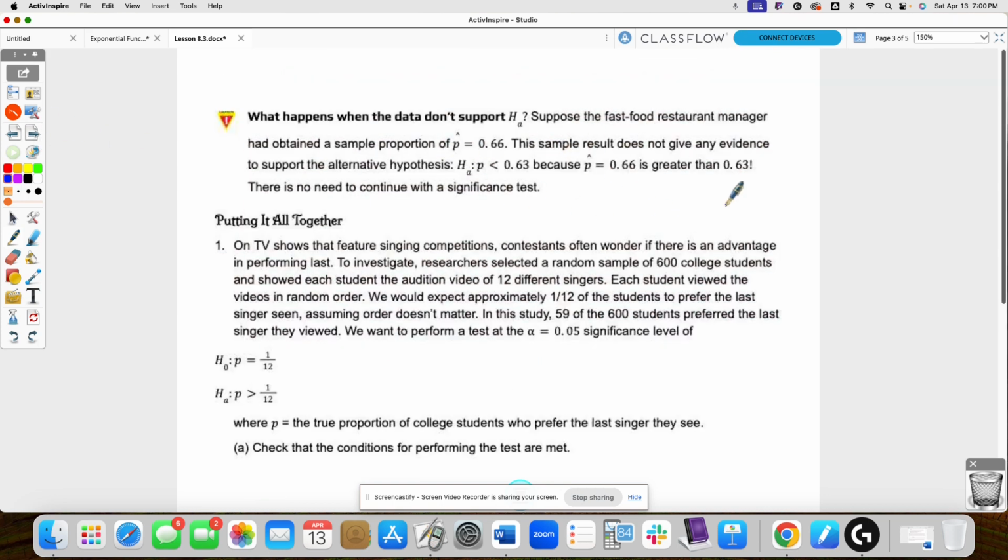However, say for example that you got a p hat that's equal to 0.66. Now, 0.66 does not support your alternative hypothesis, right? Because 0.66 is not less than 0.63. So there is no need to continue with a significance test. So you just have to take note of the comparison between the statistic and the alternative hypothesis. The statistic should support the alternative hypothesis.